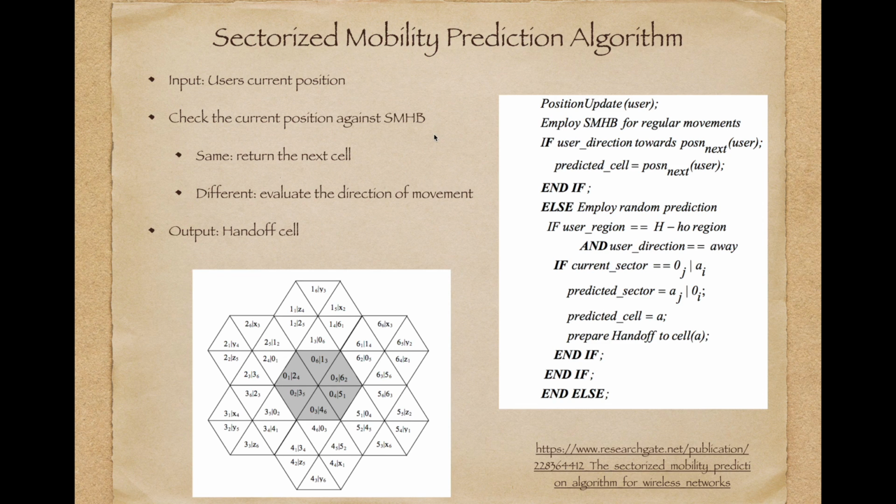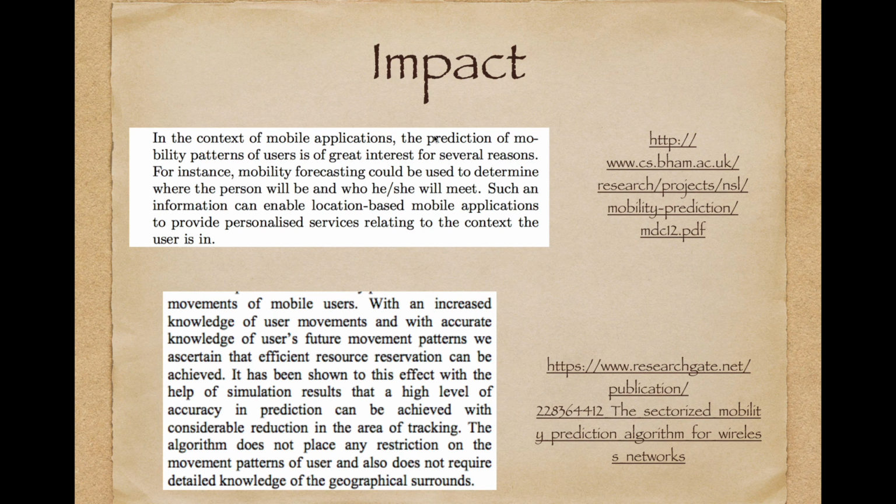For input, the algorithm takes in the user's current position and looks for a pattern of movement within the patterns recorded in the sectorized mobility history base. If a pattern is found, the next sector is given as the predicted cell for the output. Otherwise, the algorithm turns to random movement prediction, taking into account if the user is in the high handoff region and if the user is moving away from the current network cell. The algorithm then determines which cell the user is likely to move into and tells the network to prepare for handoff to that cell. This allows for efficient handling of reservation of resources for each network location, preparing for the network handoffs when they are most likely to happen.